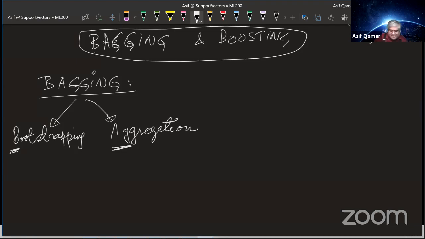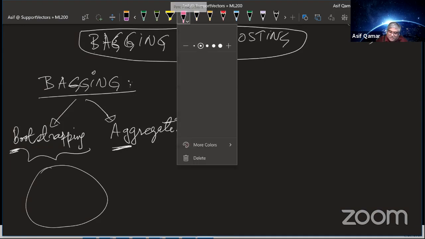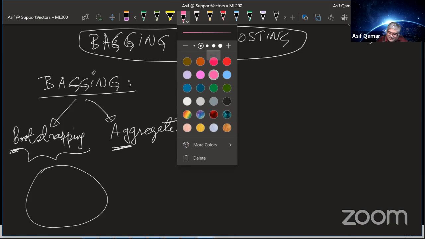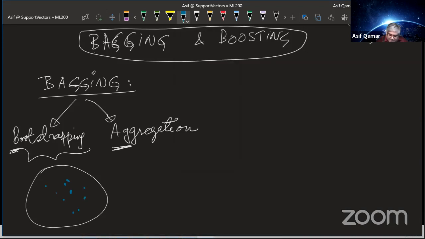One way to, let's talk about bootstrapping. What is bootstrapping? Bootstrapping is, and I'll give you a very rough idea. I won't go into the formal definition at this moment. So suppose you have points, data points. Let me mark these data points with a certain color. Let's go with this color this time. So suppose you have data points like this. And this is the sum total of your data points.